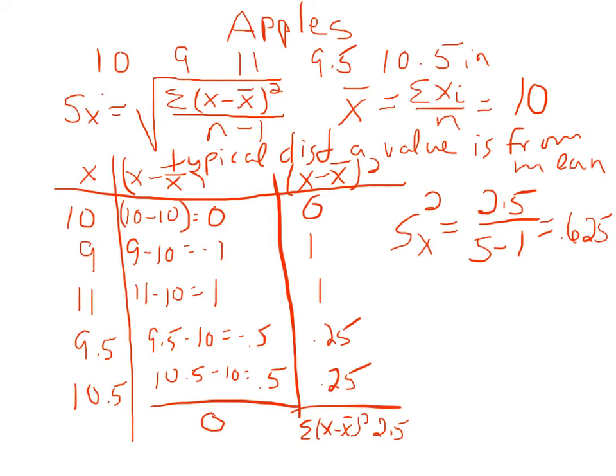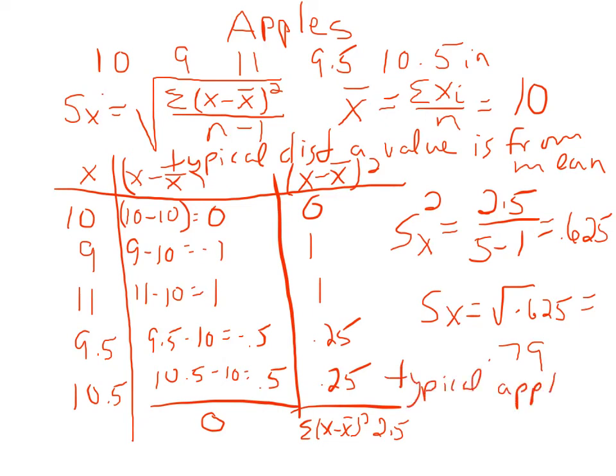Now I take the square root of 0.625, and that leaves me with 0.79. And so here's what that means. The typical apple circumference is 0.79 inches from the mean. And there we go. That's exactly what standard deviation means.